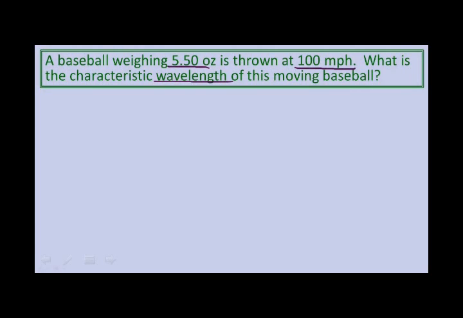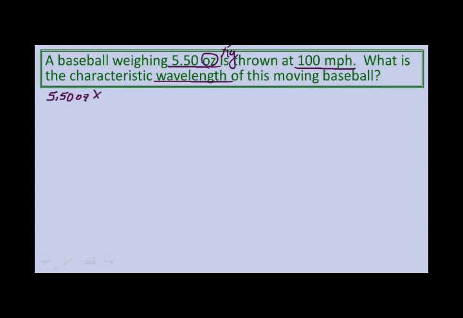Let's find out. To calculate this, the first thing we're going to have to do is get weight in ounces over to kilograms, for reasons which you will see in just a few minutes. So let's convert ounces to kilograms first. We start with 5.50 ounces, and we're going to convert that to kilograms.